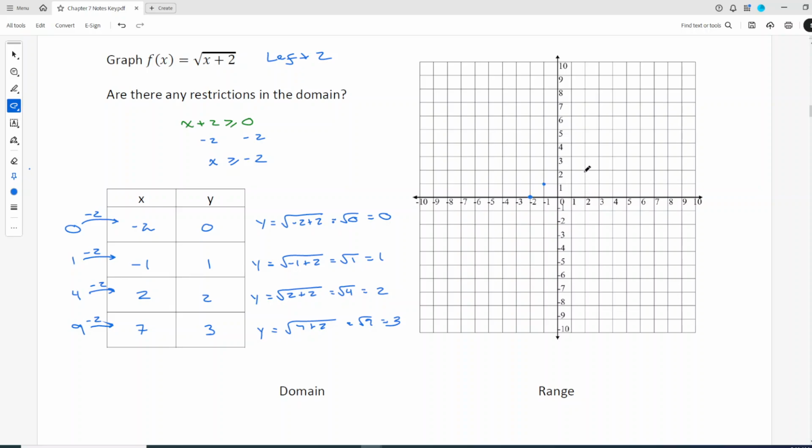We have a point at 2, 2. And we have a point at 7, 3. And then we can connect the dots.